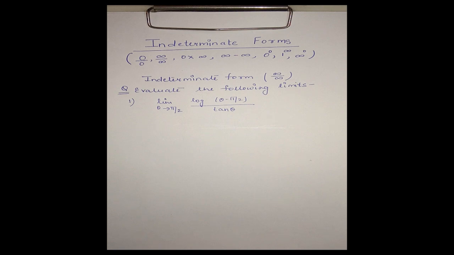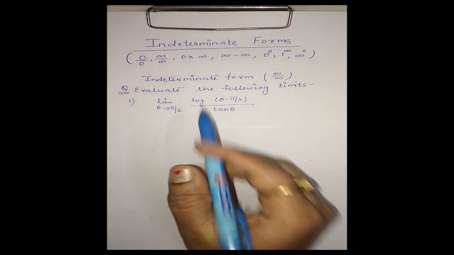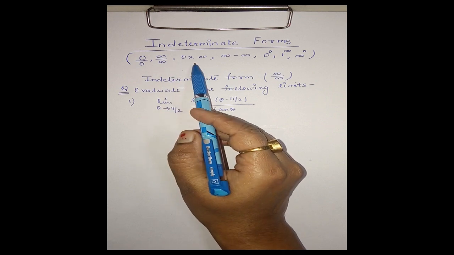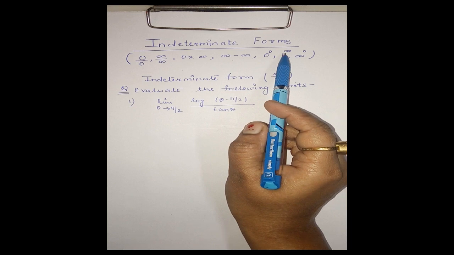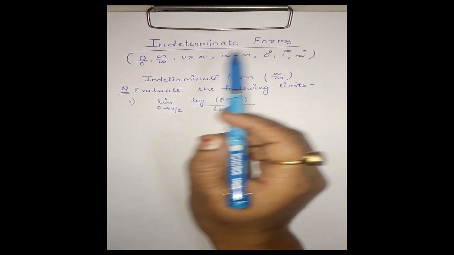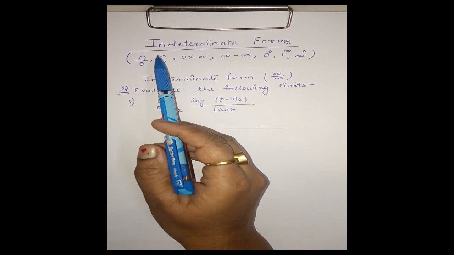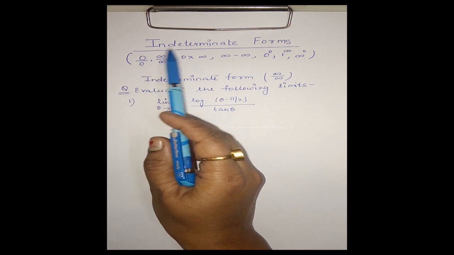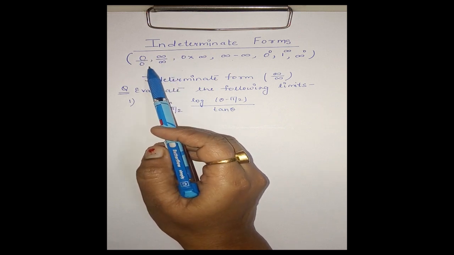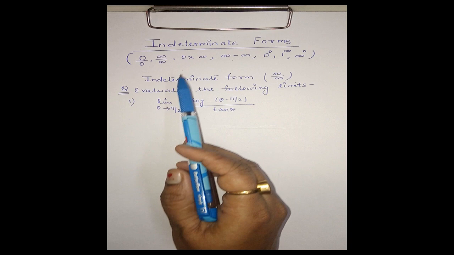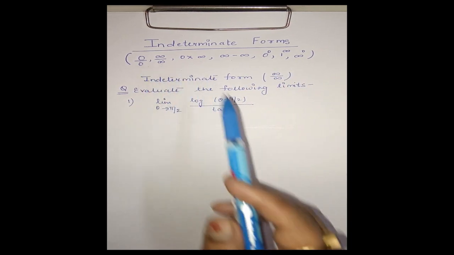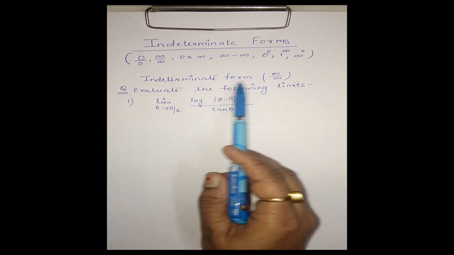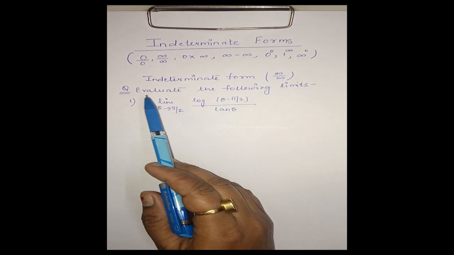Hello friends, in this video I am going to discuss indeterminate forms of the type infinity by infinity, 0 cross infinity, infinity minus infinity, 0 power 0, 1 power infinity, infinity power 0. In my last video I have discussed the problems on indeterminate form of the type 0 by 0. Here I am going to discuss all other types other than 0 by 0. Okay, first we start with the indeterminate form infinity by infinity.